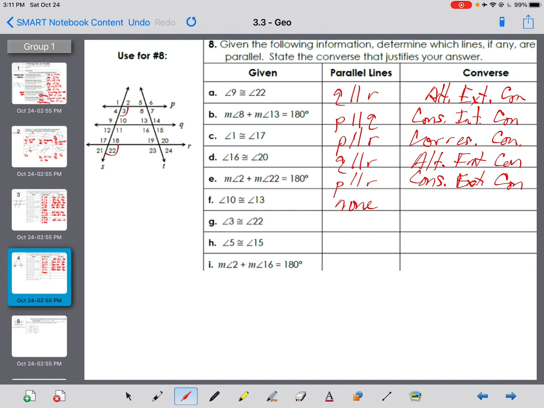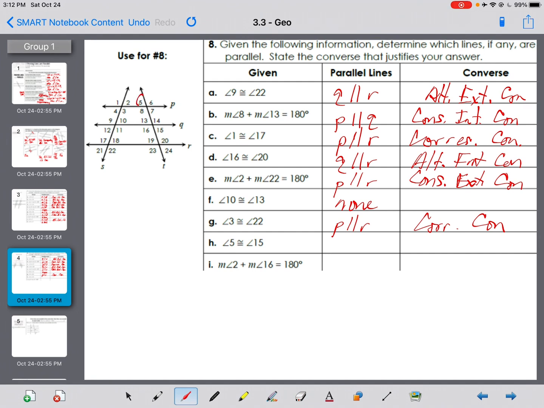3 and 22. 3's here, 22's there. Sometimes it helps to define it. Okay, so bottom right, that's corresponding. So yeah, we can say P is parallel to R. Corresponding angles converse.